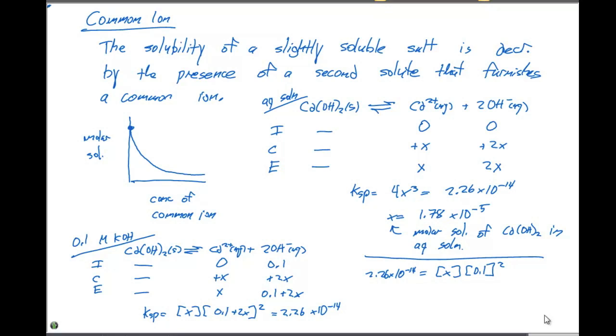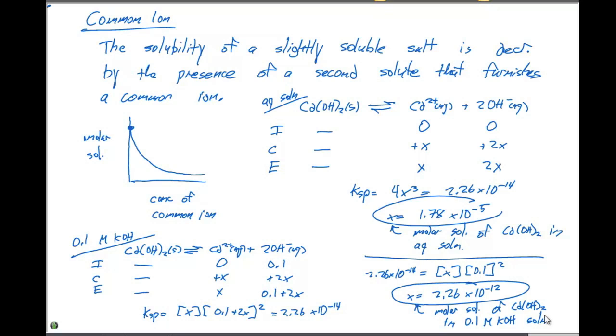So when we go and solve for x, our x is going to equal 2.26 times 10 to the minus 12. So when we're comparing our solubility, or our molar solubility, this x right here is going to be the molar solubility of cadmium hydroxide in 0.1 molar potassium hydroxide solution. And see how much these values right here change by adding just a small concentration of our potassium hydroxide.